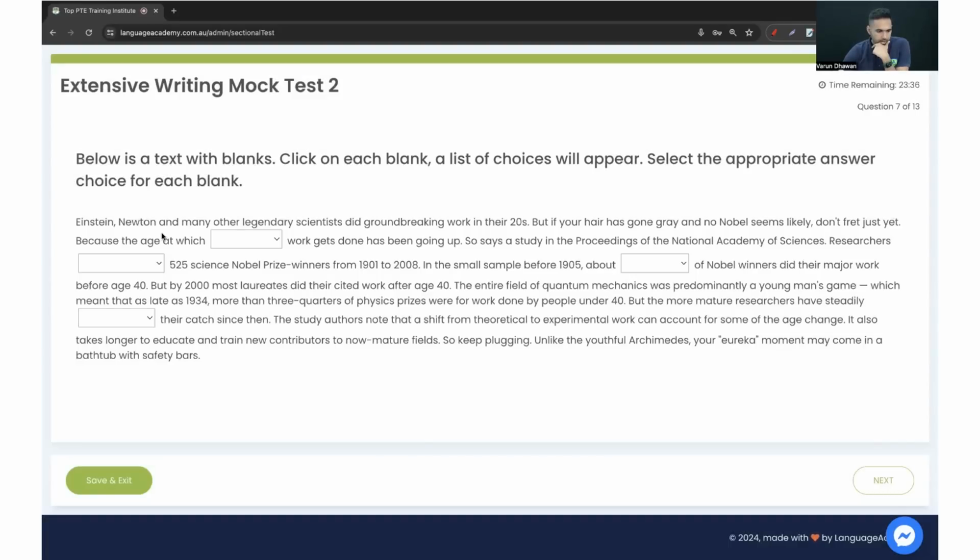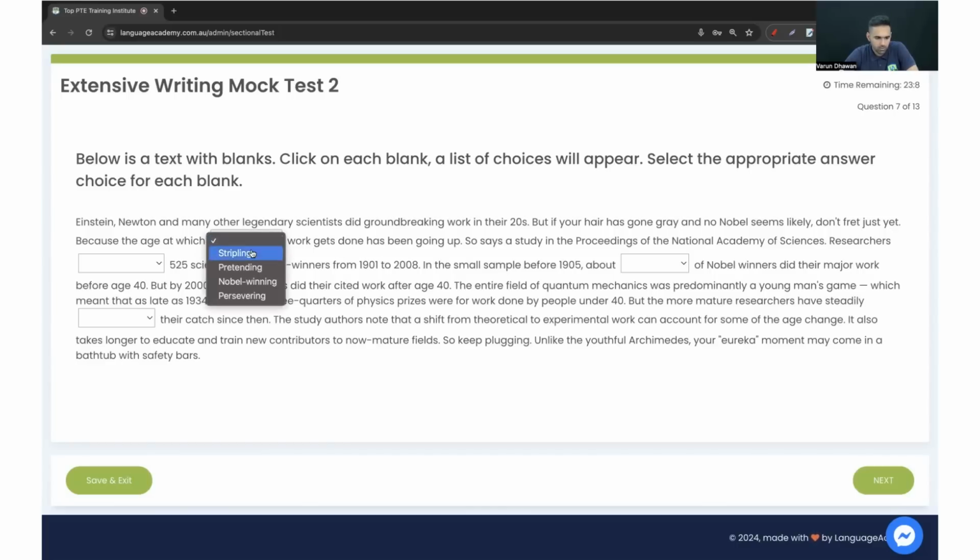Einstein, Newton, and many other legendary scientists did groundbreaking work in their 20s. But if your hair has gone gray and no Nobel seems likely, means yes, if Newton and everyone did their work or achieved a lot in their 20s. But if you have got gray hairs like I have, and you don't have the Nobel Prize yet, don't worry about it. Because the age at which dash work gets done has been going up.